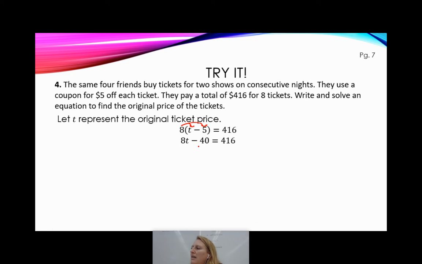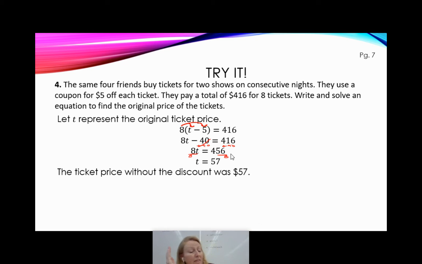Awesome. And that means I can then add 40 on both sides. $416 plus 40 gives me 456. And last but not least, we'll just divide both sides by 8. And so I get T equals 57. So that means the ticket price without the discount was $57.